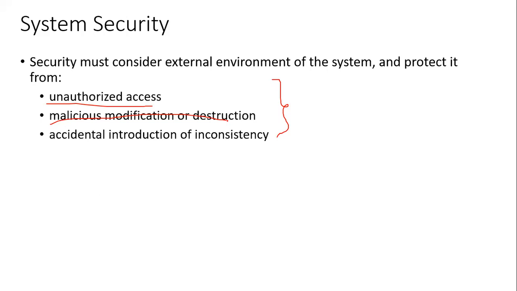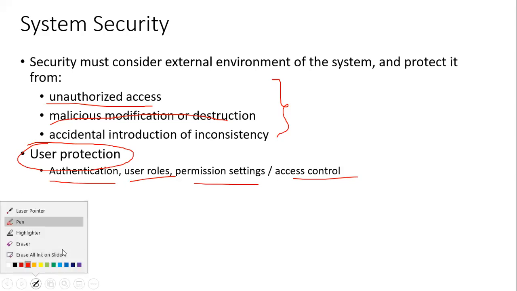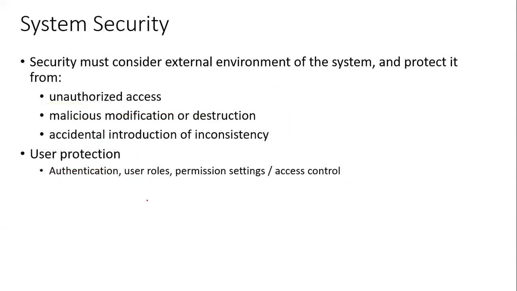All of these cases are considered under the system security. The second one is user protection: authentication, user roles, permission settings, access control. Now, once it comes to user protection, there are different levels of different mechanisms available. User access control. What does that mean?